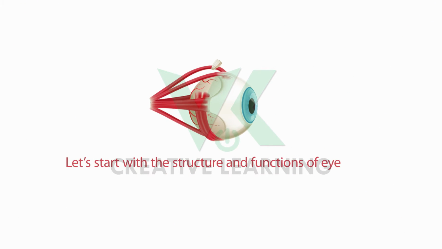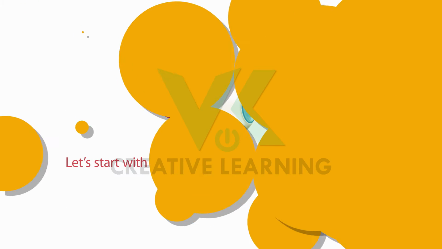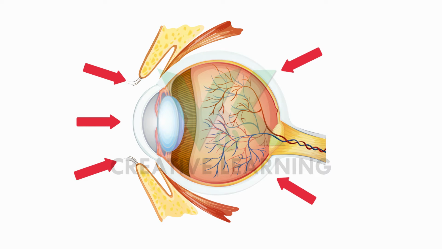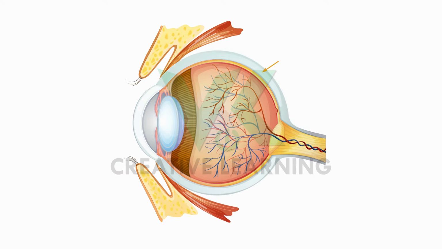Let's start with the structure and function of the eye. Our eye has a roughly spherical shape. The outer coat of the eye is white and protects our entire eyeball from any kind of accidents, and it is called sclera. Then there is a portion called choroid, which is called the vascular layer of the eye. It contains blood vessels that nourish the inner parts of the eye.